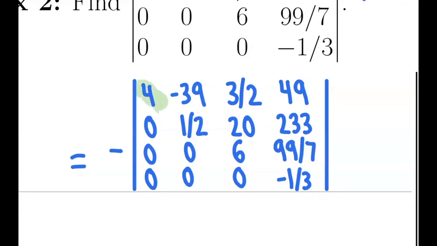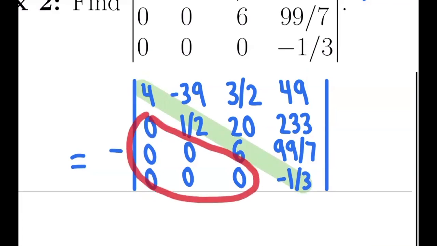Okay, well, I'll give you a hint. Look at the main diagonal. Notice how all the entries below the main diagonal are zeros.